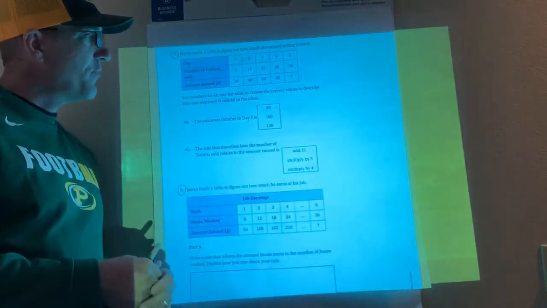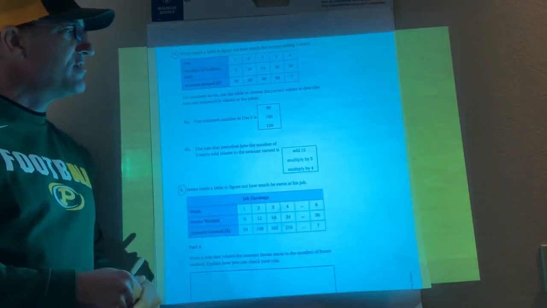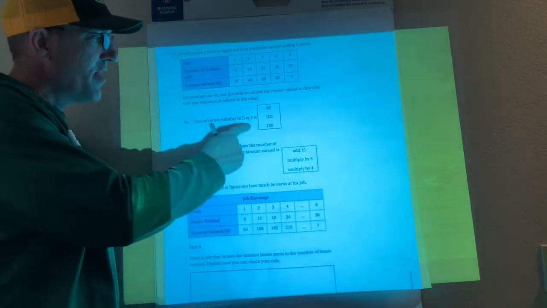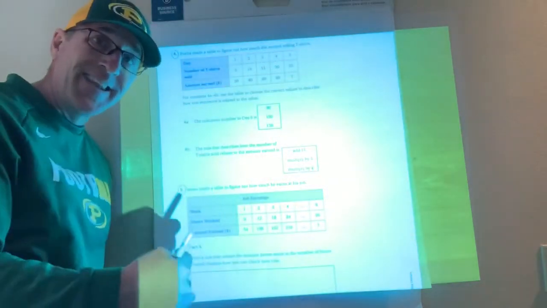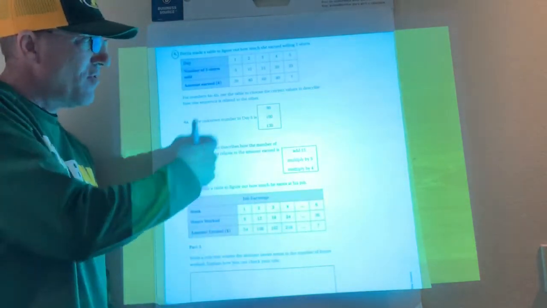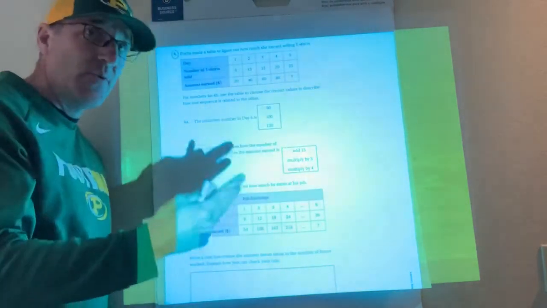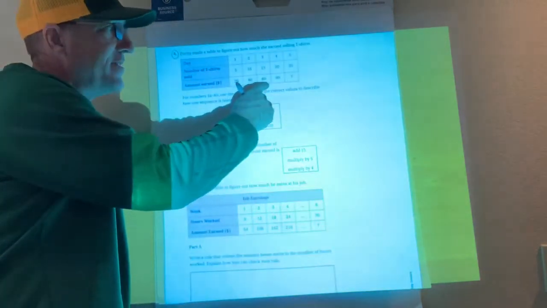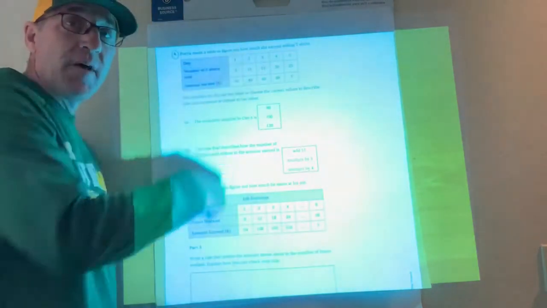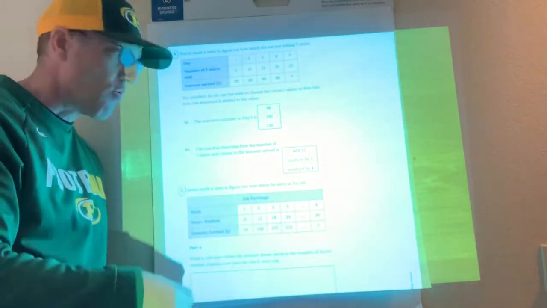For numbers 4A through 4B, use the table to choose the correct values to describe how one sequence is related to the other. So the unknown number in day 5, we're going to find that next. They put that first. I switched it for you because I was thinking ahead, right? But in order to find that, there's 2 ways I could do it. One is I could go, well, it's 20, 40, 60, 80, 100. That makes sense. Or I got to find my rule first. So let's find our rule first.